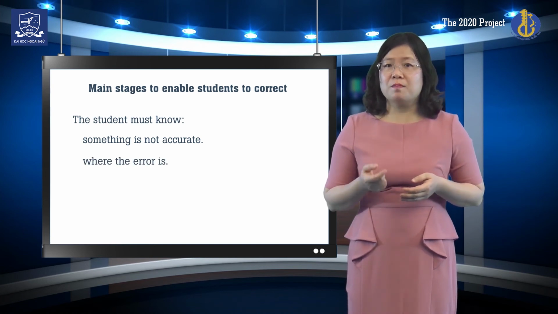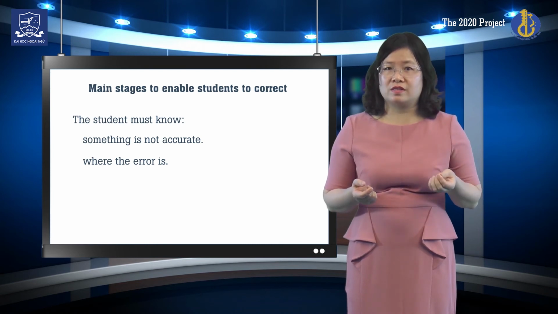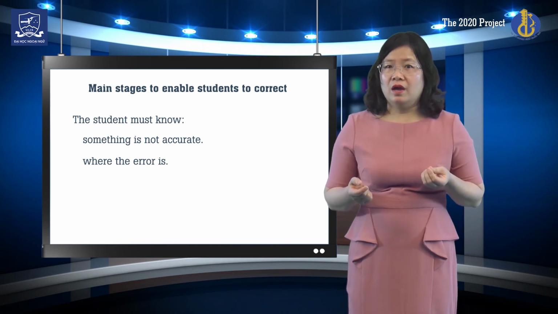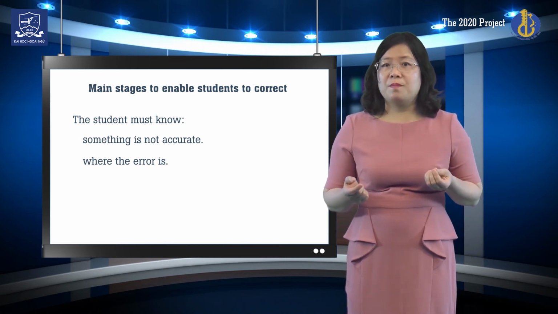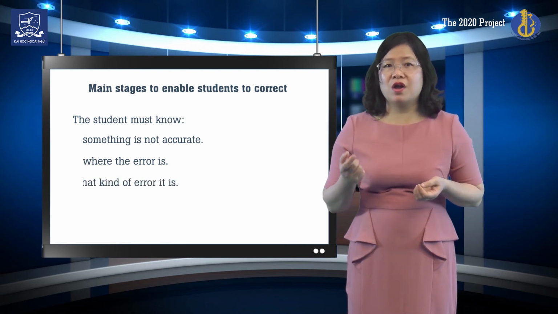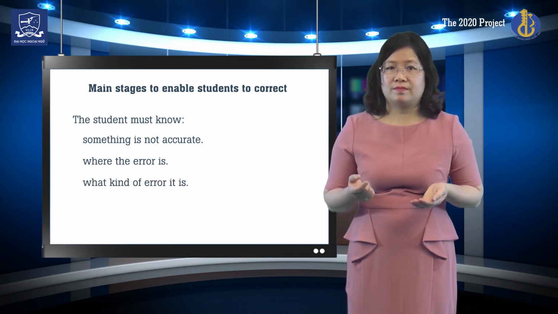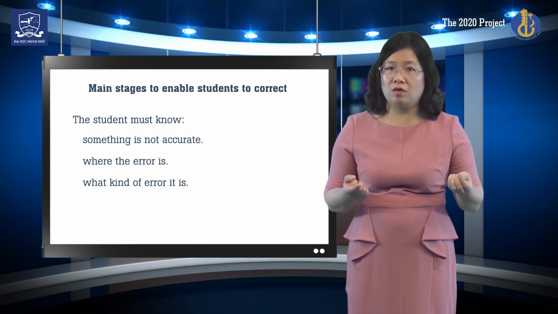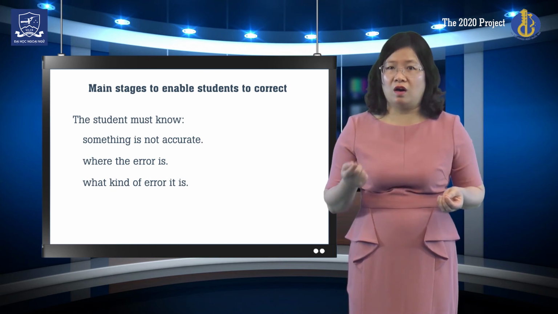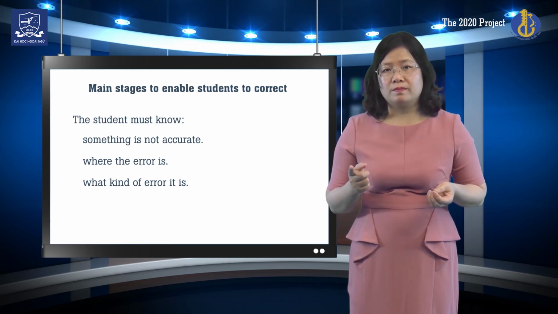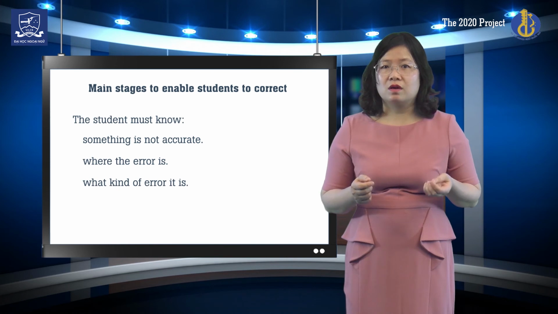Then, he or she must know where the error is. For instance, in speaking, you need to isolate for the student the part of the utterance that is wrong. Finally, the student must know what kind of error it is. The student will need to know whether the problem is grammatical, syntactical, or phonological. You can say, for example, verb, tense, word stress, wrong word.